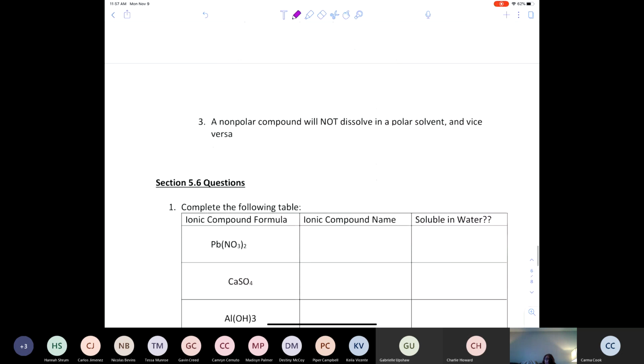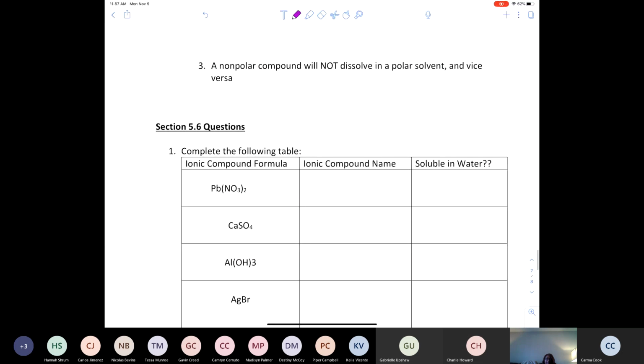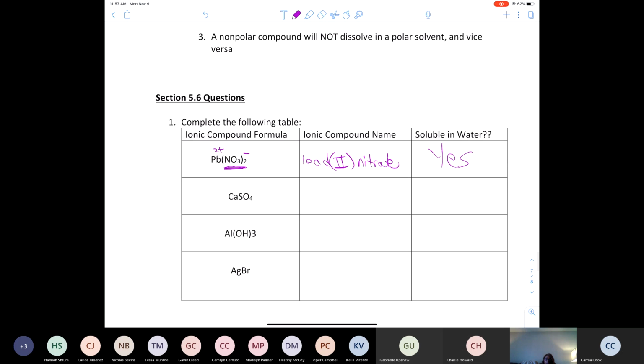So therefore, we can answer yes, because this contains the nitrate polyatomic ion. It's soluble. And this is lead nitrate. And lead is a transition metal, so I've got to put my Roman numeral: lead 2 nitrate. Here we have calcium sulfate.